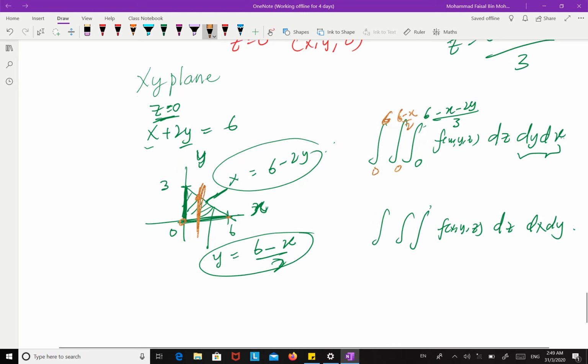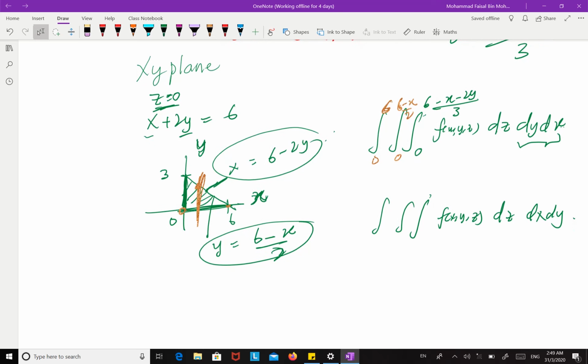In this case, z is the same: (6 minus x minus 2y) over 3. Your x now is type 2, so x is from 0 to 6 minus 2y, and now y is from 0 to 3. So don't be confused. Be sure.